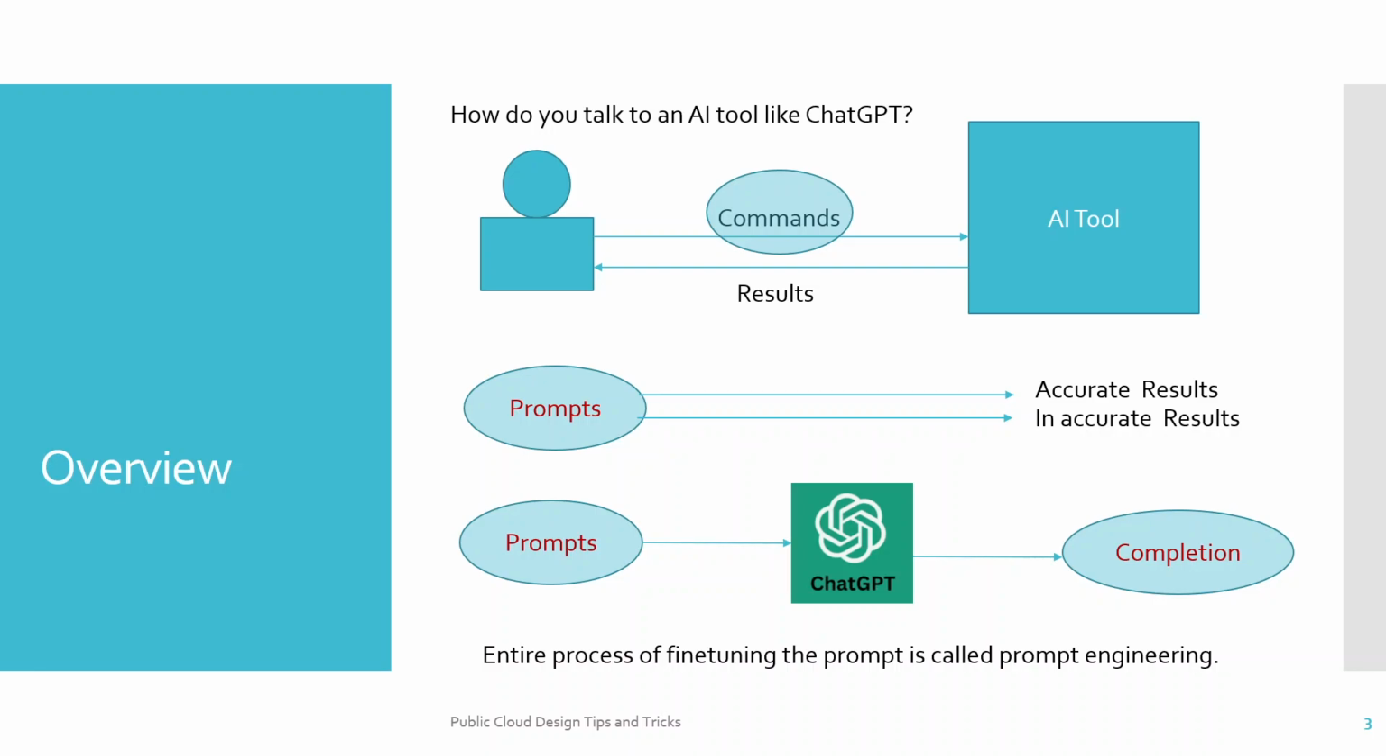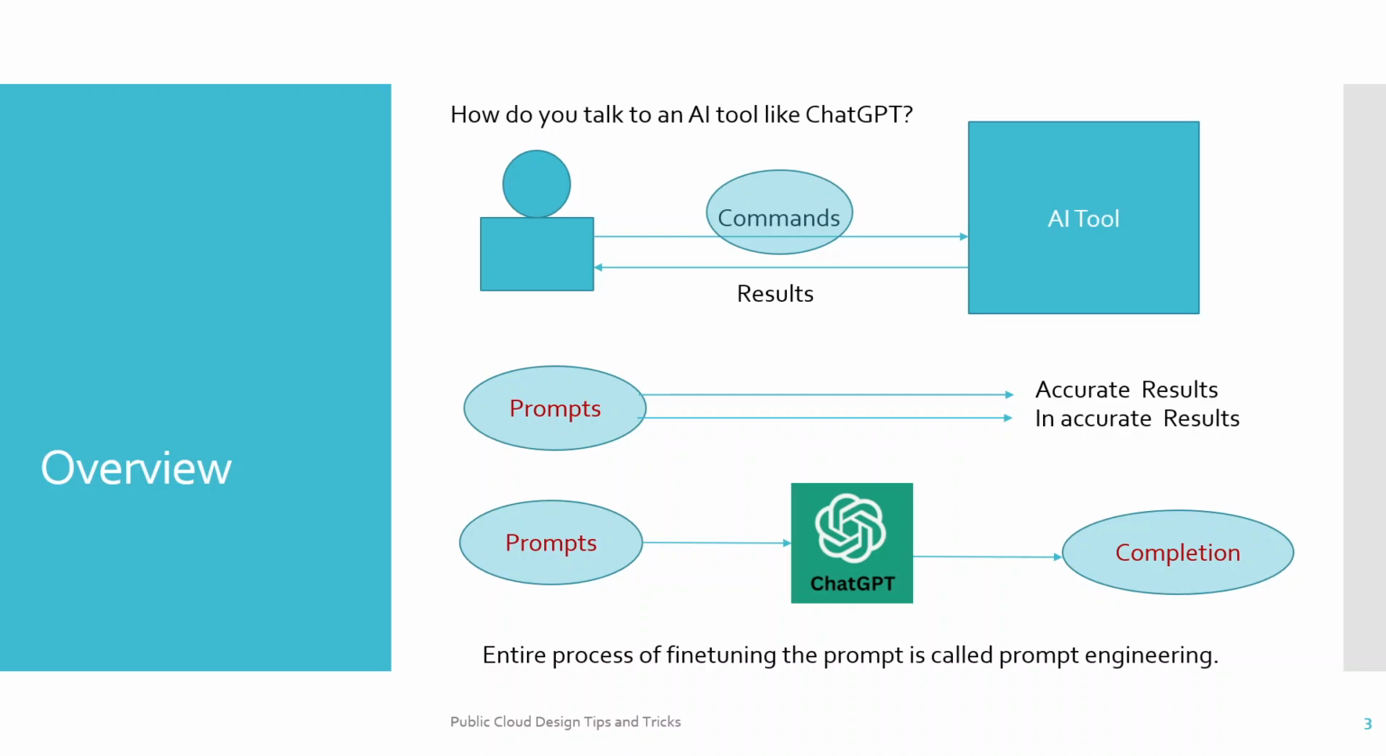Let's discuss the life cycle at a very high level. When you talk to an AI tool, you have to pass some commands to that tool. Here, we are considering ChatGPT. There is a set of commands that you pass to an AI tool to get a result. If you pass proper commands which the AI tool expects, you will get an accurate result. But if you don't pass proper commands, you will get inaccurate results. Those commands are known as prompts, in the context of an AI tool like ChatGPT.